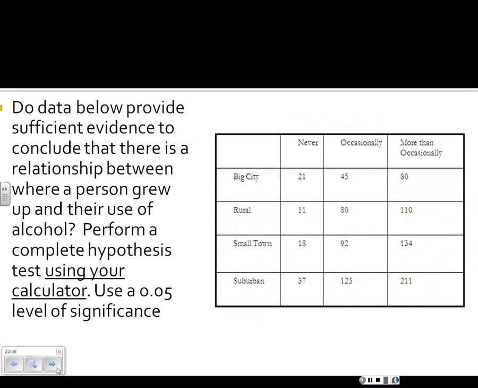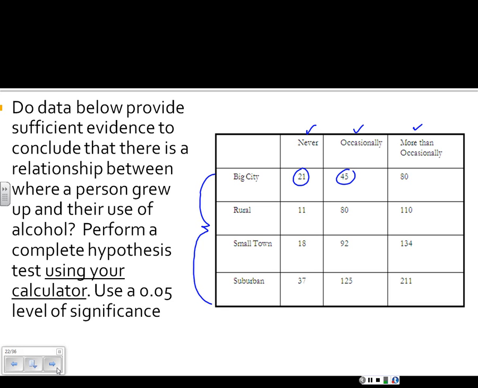Okay, the next one is, do we have enough evidence to conclude there's a relationship? That should already clue you in, even if I didn't have the chart here, that we're doing a chi-square problem. But it's between where a person grew up, over here. We're just putting things into categories. So there's 4 categories. That's multinomial. And their use of alcohol. We're not measuring means here. We're just putting them into categories: never, occasional, and more than occasionally. So these numbers in the center of the table are just frequencies in each cross classification.